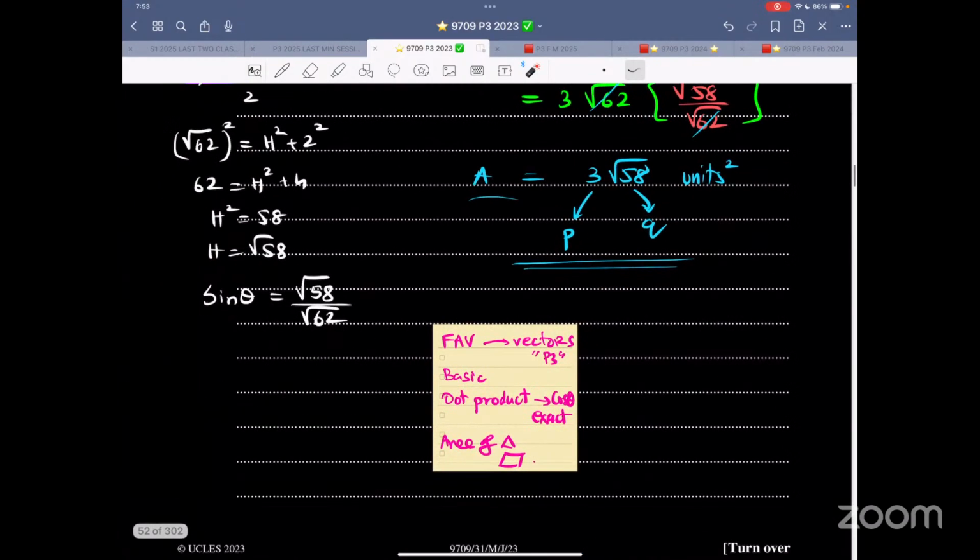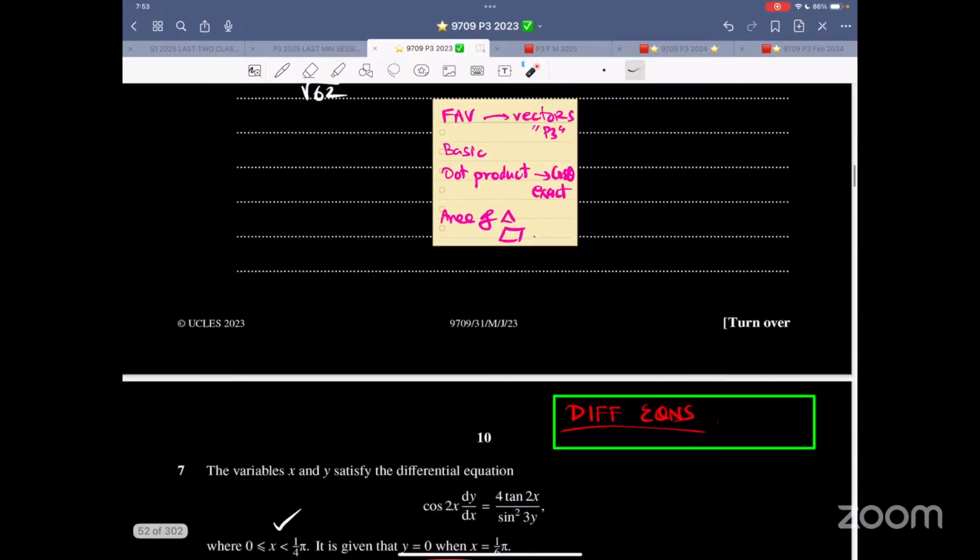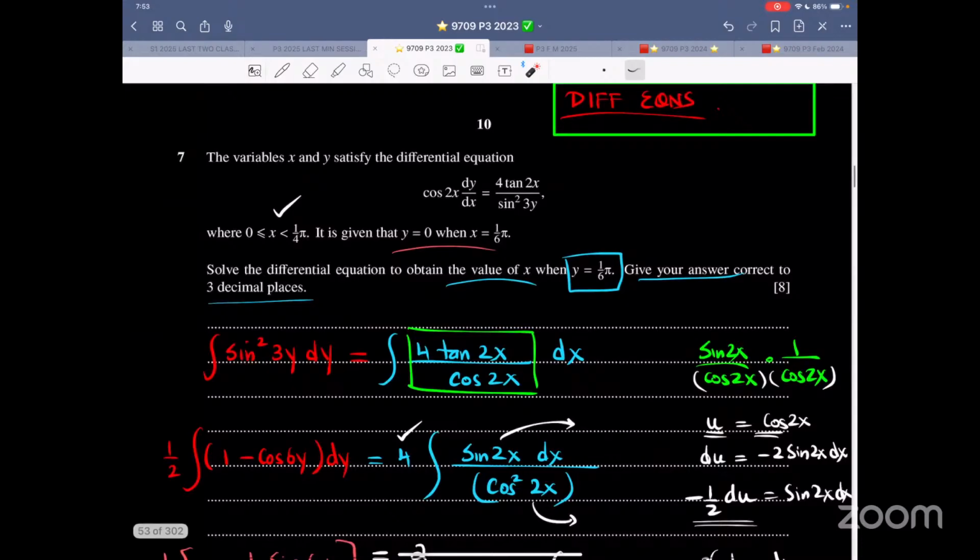And this is one of my favorite questions of vectors. So that is till question number 6. Now a differential equation involving trigonometry. Just have a good look, and then I'll go over it.